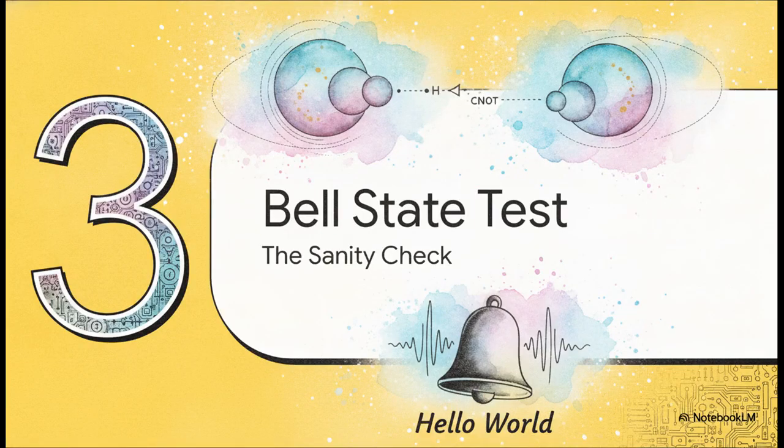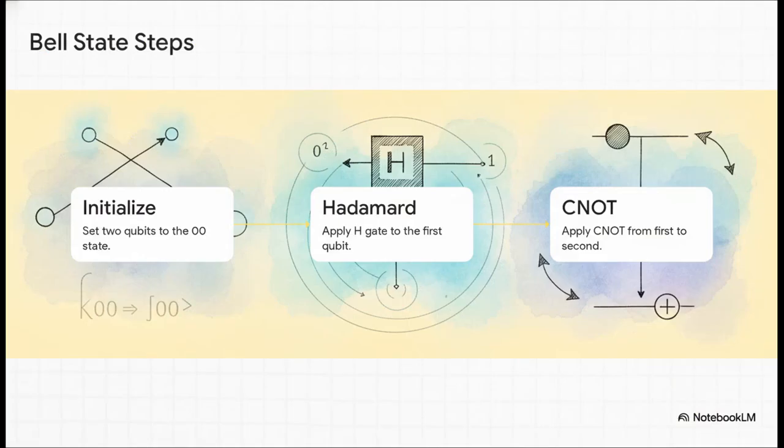Section 3. The Bell State Sanity Test. Think of this as the hello world of quantum programming. If you were to boot up a framework like Qiskit or PennyLane right now, this is the exact procedural sequence you would write to test your logic.